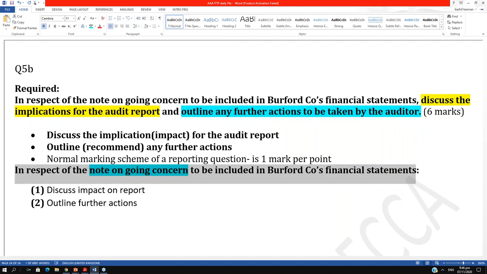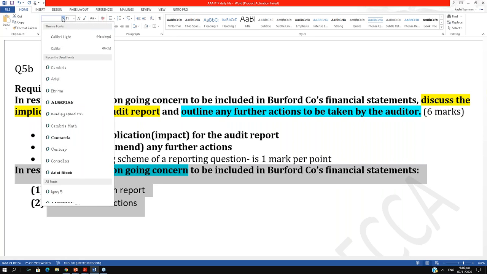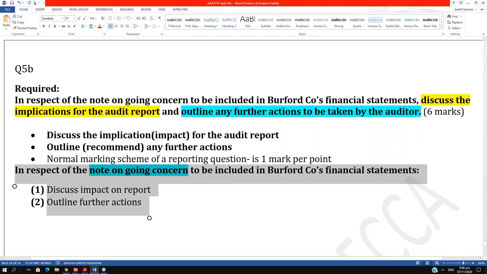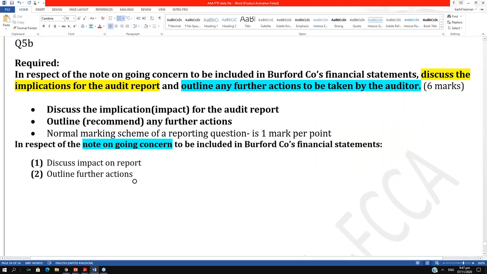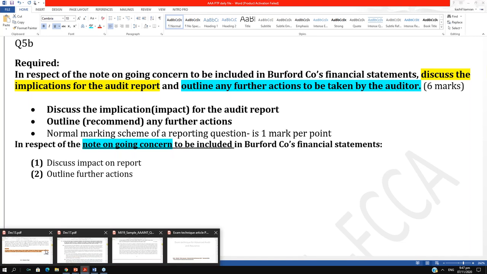Right now, I'm showing you the case study. You will read the case study in about 2 minutes, and then tell me how you would go about discussing the impact on the report. Are you all ready to read the case and tell me the answer for discuss impact on report and outline further actions? What you need to read from the case is the note on going concern to be included. Okay, let me show you the case.